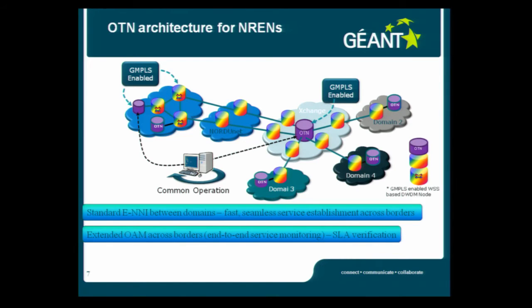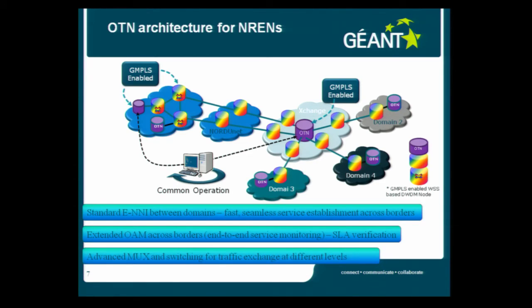Then this extended OAM across the borders would be very valuable. We have already heard today about OAM features of different technologies. So the OAM of OTN is really very attractive when it comes to multi-domain networks. And then this advanced multiplexing and switching provides very flexible handling of traffic. So if you have an OTN exchange point to which a lot of domains, different NRANs, are interconnected, you can have a central point where you can have a lot of functionality integrated, and just dispatch traffic wherever it needs to go in a very fast and very efficient way.